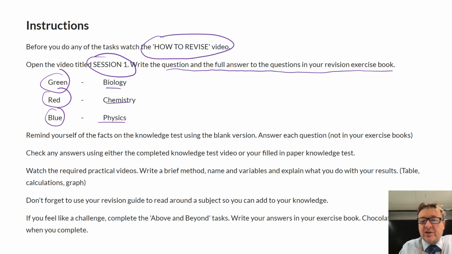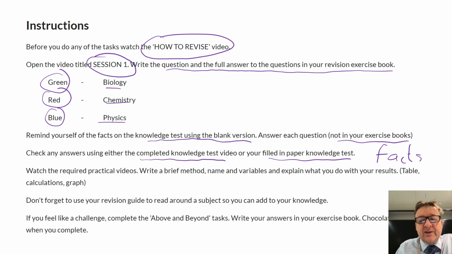So go through the knowledge test using the blank version. There's a blank version which is a knowledge test, and it's just the facts. Write down your answers onto a piece of paper, not in your exercise book, because you don't want to fill those up. When you've gone through all the blank knowledge tests, check your answers using the complete video, or your paper version that's filled in that you've done in class. Those are all the facts that you need to know.